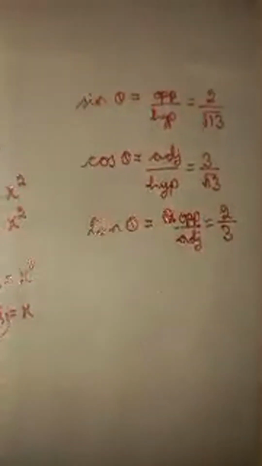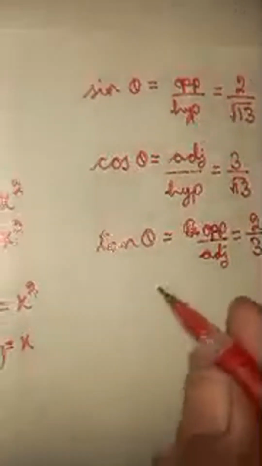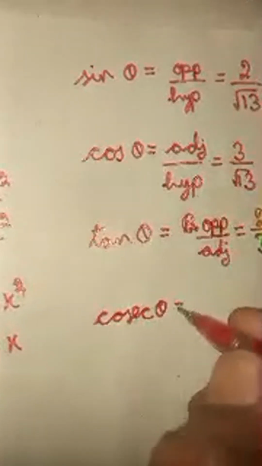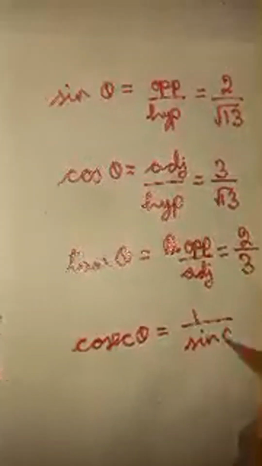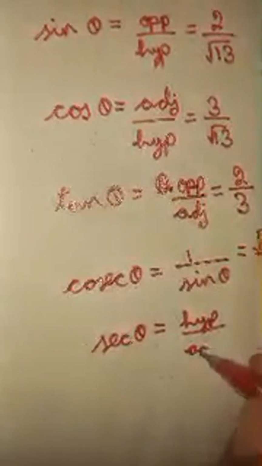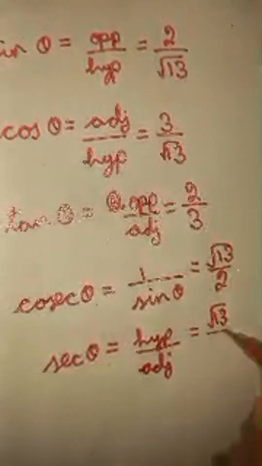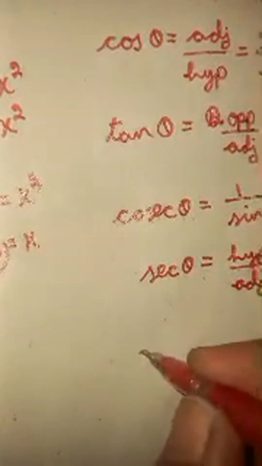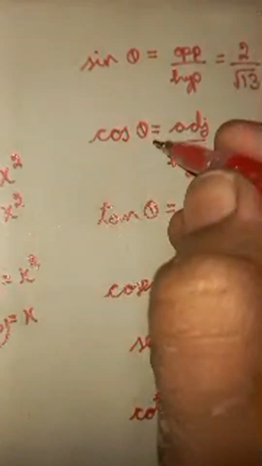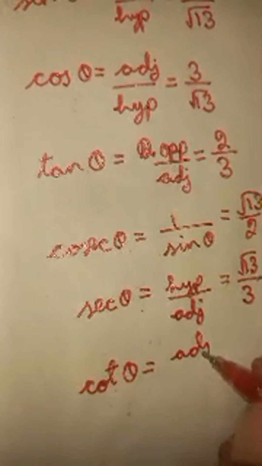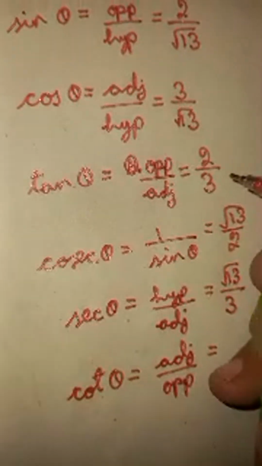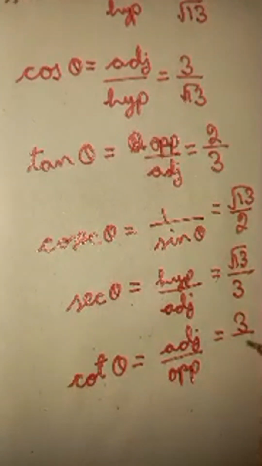Now let's find the inverse of all of them. Cosecant theta is the inverse of sin theta, so 1 by sin theta. That means you can write the inverse of this, that is root 13 by 2. Then secant theta equals hypotenuse by adjacent, so this becomes root 13 by 3. And cot theta is the inverse of tan theta, so it becomes adjacent by opposite. So 2 by 3 becomes 3 by 2.